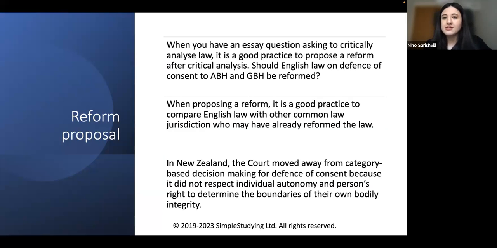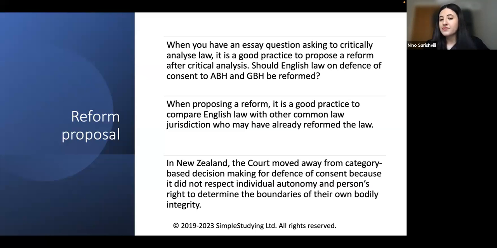For example, in this case, you should argue whether English law on the defense of consent to ABH and GBH should be reformed. It is good practice to compare English law with other common law jurisdictions where the reform may have already passed. For example, in New Zealand, the court already passed a reform. The court moved away from category-based decision-making for the defense of consent because it did not respect individual autonomy and persons' right to determine the boundaries of their own bodily integrity.